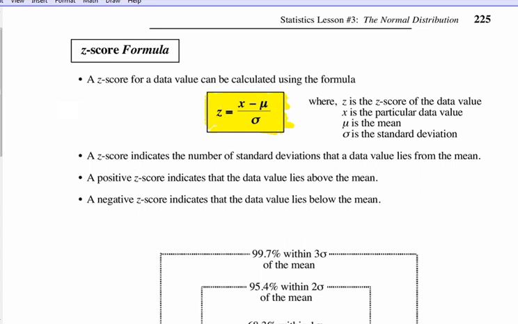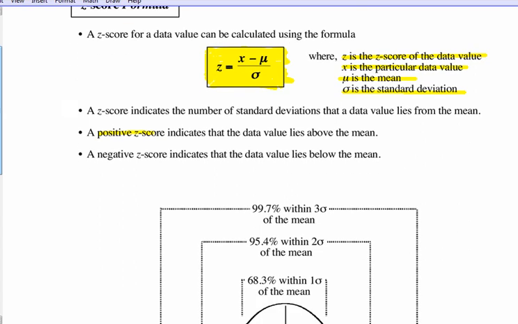So let's talk about what each thing means. Z is that z-score. Remember, z-score tells you your distance from your mean. X is the particular data value, then the mean, and then we have standard deviation. So the z-score indicates the number of standard deviations the data value lies from the mean. A positive z-score means above. Negative z-score means below the mean.